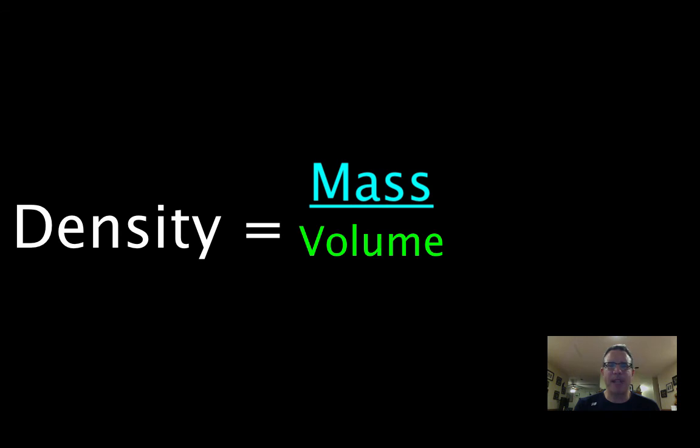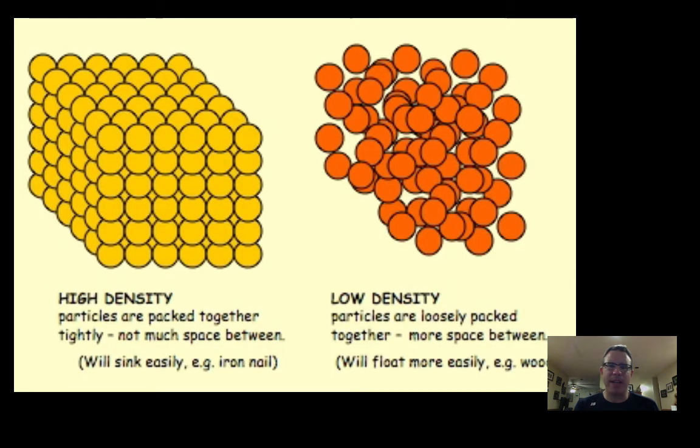With knowing the mass and volume of an object, you can find out the density of that object, or how dense that material is. Density is the amount of matter in a given amount of space. So the more molecules there are in a space, the higher the density. The smaller the amount of molecules, the lower the density, as shown in this particular picture.